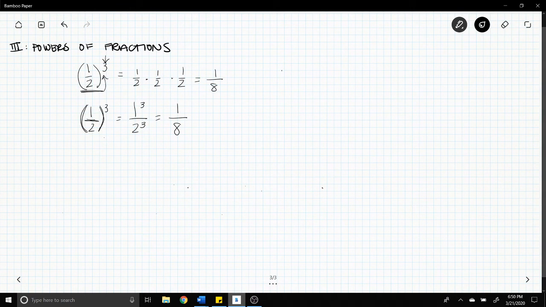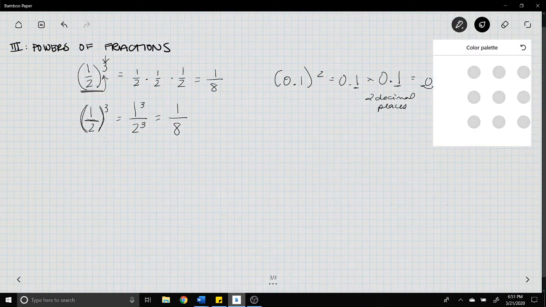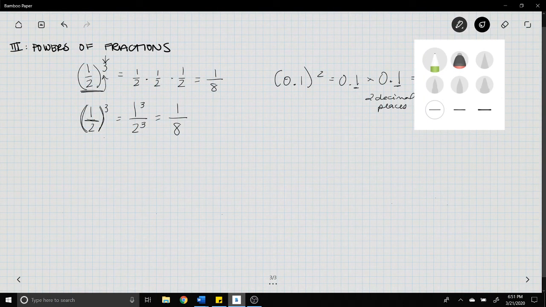This also works for decimals. So if we have 1/10 squared, it means 1/10 times 1/10. So make sure you recall how to multiply decimals. We multiply them, so 1 times 1 is 1. And then we determine decimal places. We have 1 decimal place here, 1 decimal place here. So that means we need to have 2 decimal places in our answer. So we would get 1/100th, or 0.01. Okay, so our powers with fractions apply in the same way here.